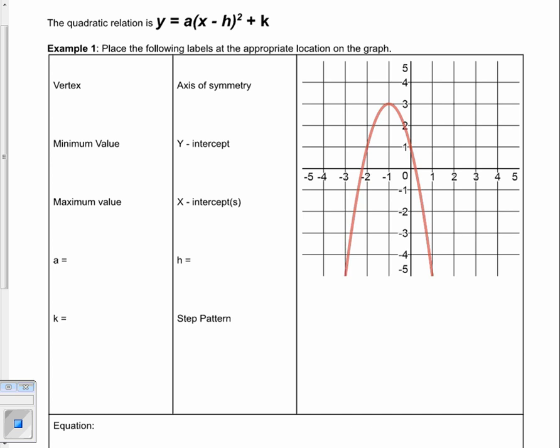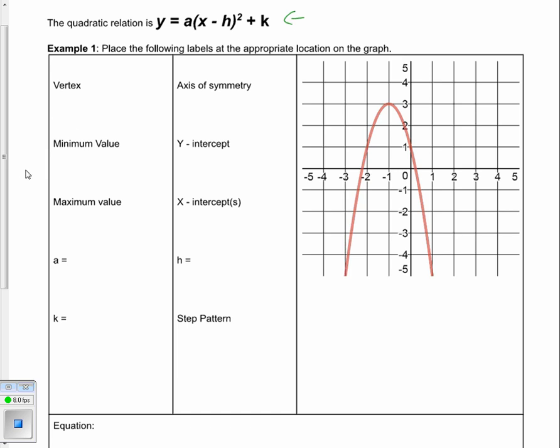We're going to start putting everything together now. So you'll notice up here we've got the quadratic relation: y is equal to a times, in brackets, x minus h all squared plus k. This is actually probably one of the most important equations that you're going to learn all year. And this is known as the vertex form of a quadratic equation.